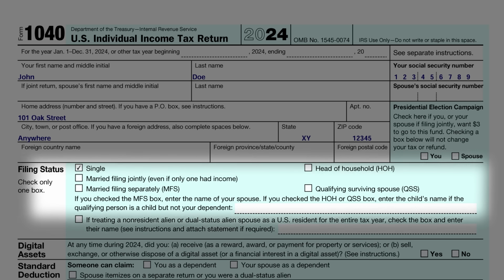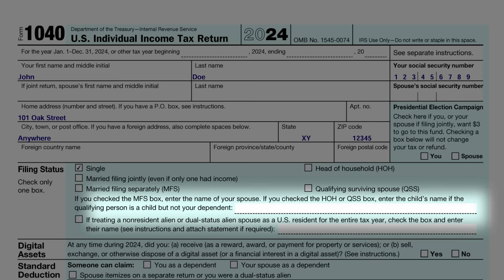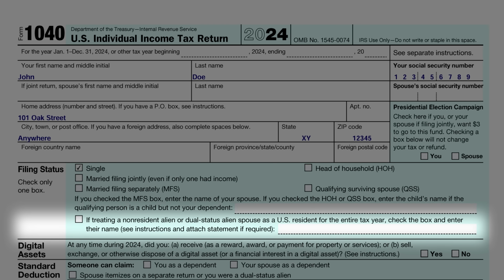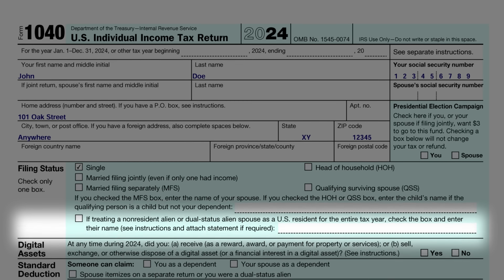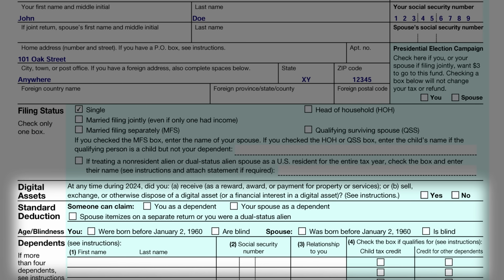There's also an optional box for contributing to the presidential election campaign, but checking it won't change your tax amount or refund. For anyone involved with cryptocurrency or digital assets, there's a specific section for that. The IRS requires you to report any buying, selling, or trading of digital assets. So if that applies to you, make sure you fill it out accurately. John didn't have any digital assets, so he checked no and moved on.